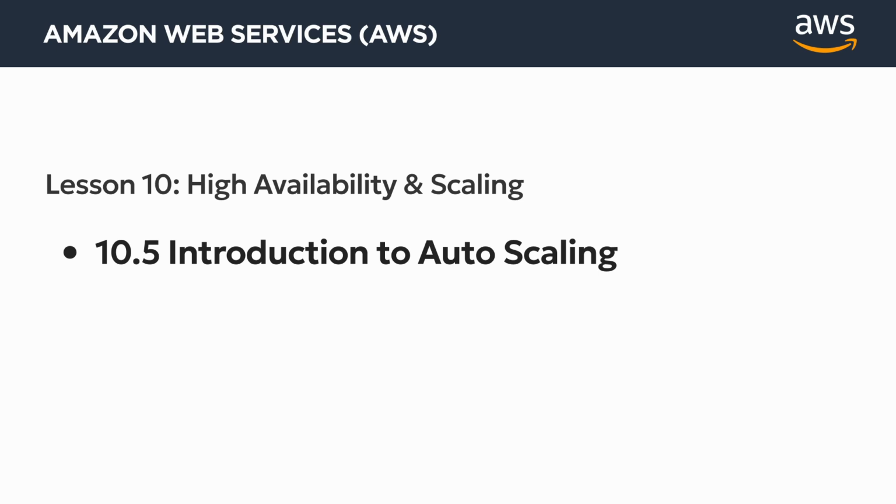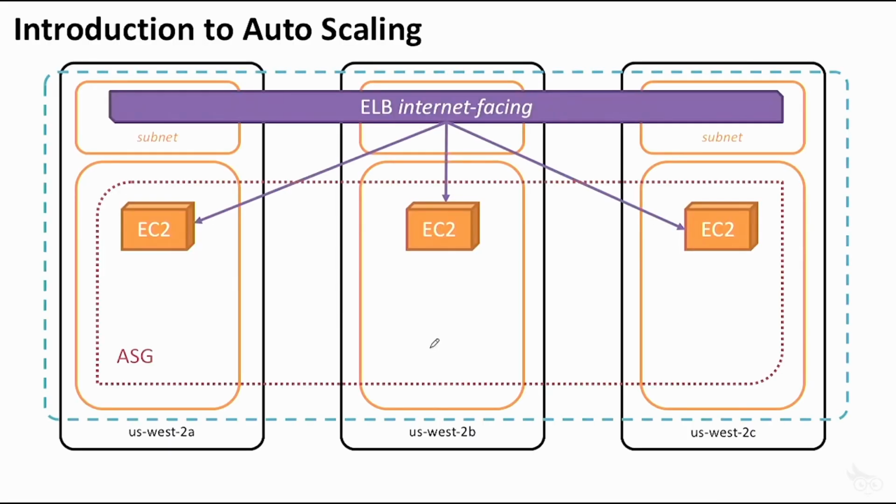Here we'll talk about autoscaling. The autoscaling service is an incredibly powerful service that allows us to handle changes in traffic or changes in the demands of our application. Now, one of the really key features of not only Amazon Web Services, but cloud computing as a whole, is the ability to be elastic.